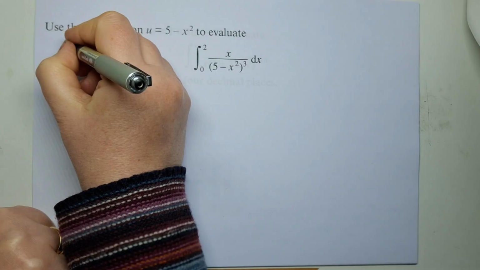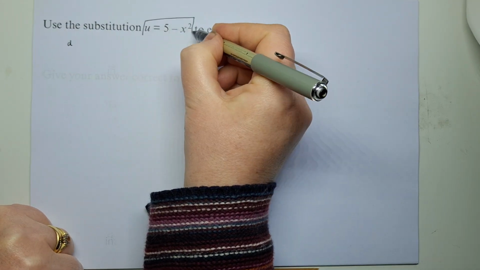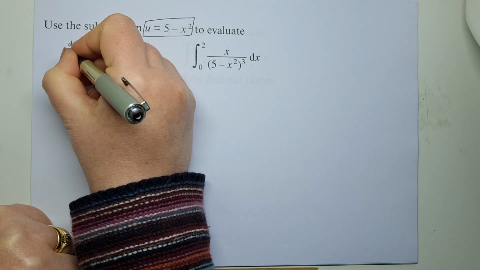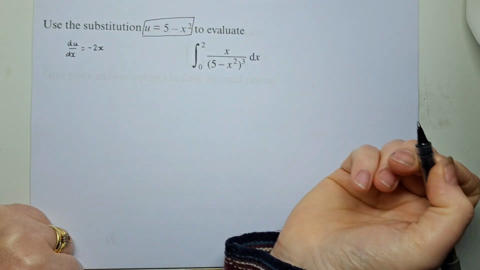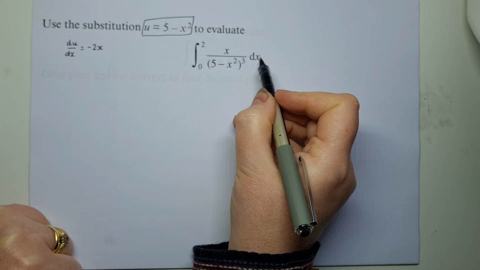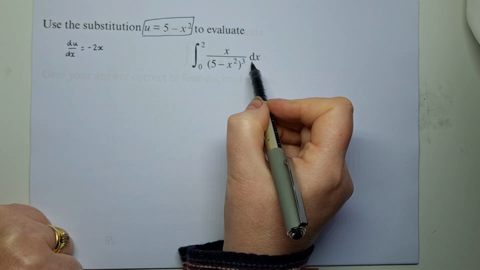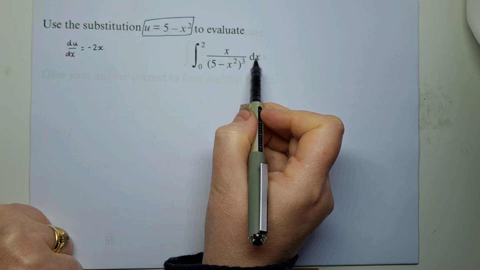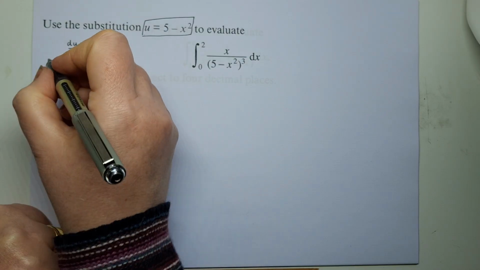The first thing I normally do is work out the differential of the substitution statement that we've been given. If I differentiate that, I get du by dx is negative 2x. Now, when we look at the question, we could just rearrange this to get dx. Or we could think, okay, there's an x as well as a dx. Can we get rid of that in one go? There are a couple of different ways to do this.